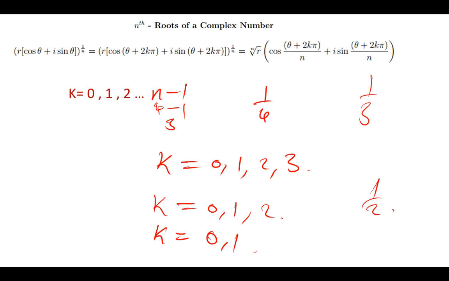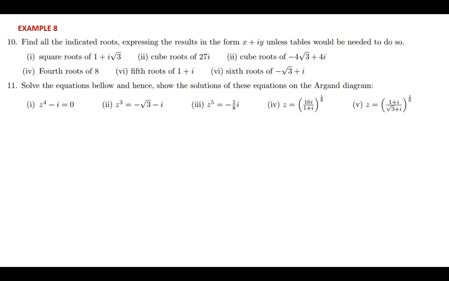Let's quickly do maybe one or two questions, then we move on. I'll start with question 10 before we go to question 11. After doing these two questions, we're done with complex numbers. There's nothing else apart from this on complex numbers. For this question, it says, find all the indicated roots, expressing the results in the form x plus iy, unless tables would be needed to do so.